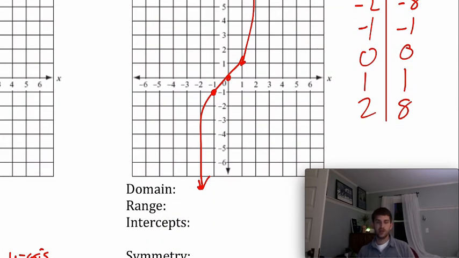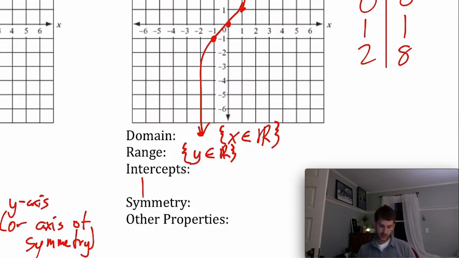Domain, just because it kind of ran out of space there, I'll shift it over. We got x is an element of the reals. You can plug in any real number and cube it. No problem. Range. You'll see we get a bunch of negatives, we get a bunch of positives, and everything in between. We're going to say y is an element of the reals. Nothing else. The intercepts. It's always going to have at least one y-intercept.